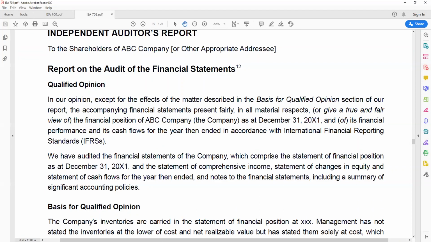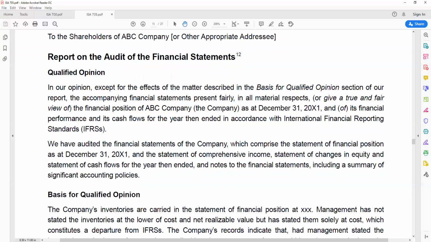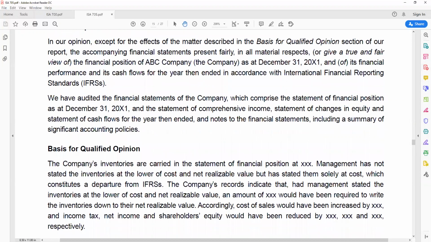If you go, for example, to the basis for opinion paragraph, just below here, you describe what is making you not give a 100% clean opinion. Just to go through it: the company's inventory is carried in the statement of financial position at 10,000, for example. The management has not stated the inventory at the lower of cost and NRV, but has stated it solely at cost, which constitutes a departure from IFRS.